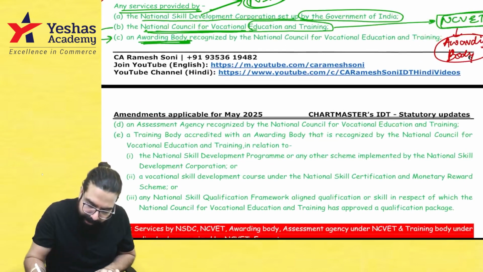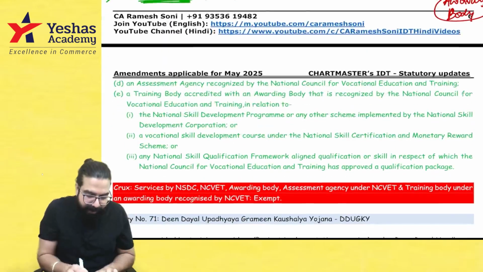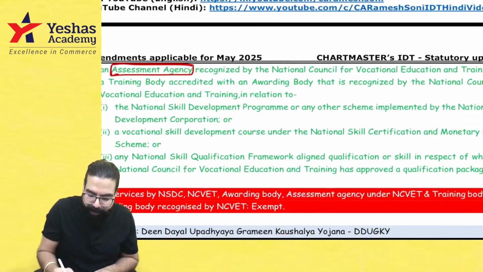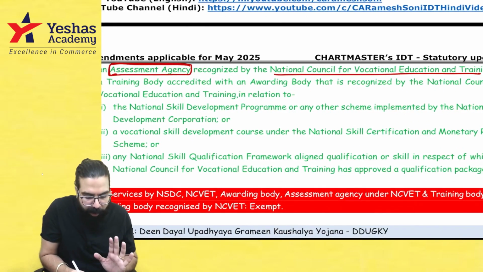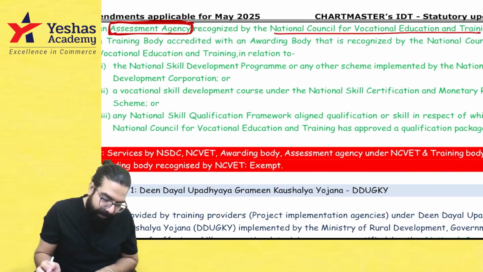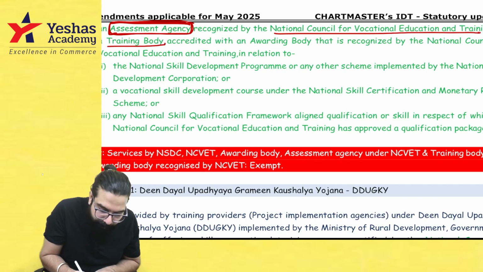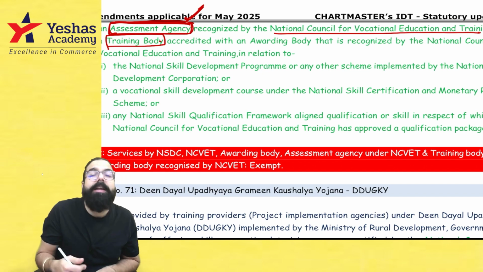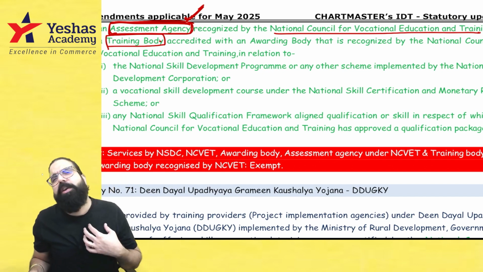Okay? Under the NCVET, there are assessment agencies who take exams, assessment bodies which are recognized by the NCVET. So assessment bodies' services are also exempted. And again, a training body. Assessment bodies take exams. Training bodies go ahead and give training. If any skill course is being sold.